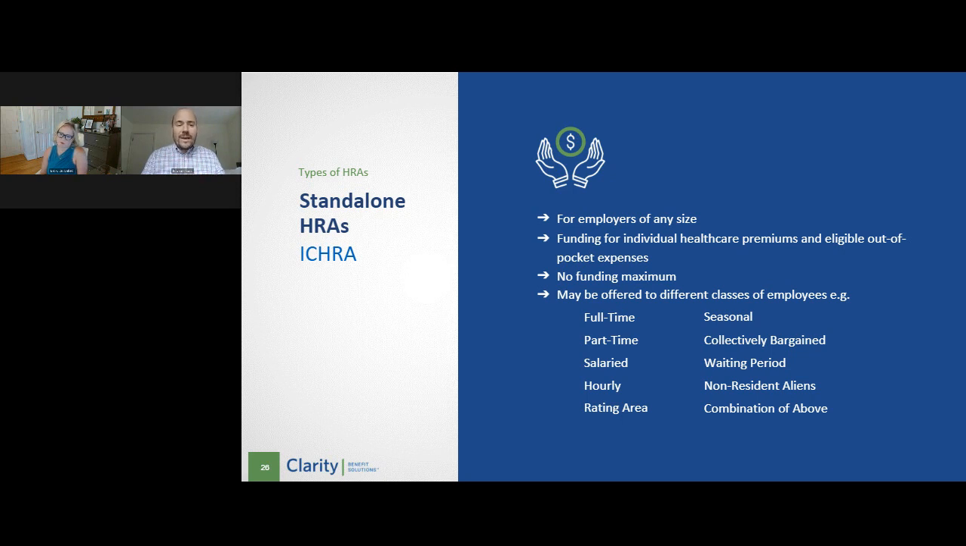The one advantage that the QSEHRA really has over the ICHRA is that someone could be enrolled in a spouse's group plan with the QSEHRA and also receive that reimbursement. Whereas with the ICHRA, you do really have to be enrolled in an individual marketplace plan.